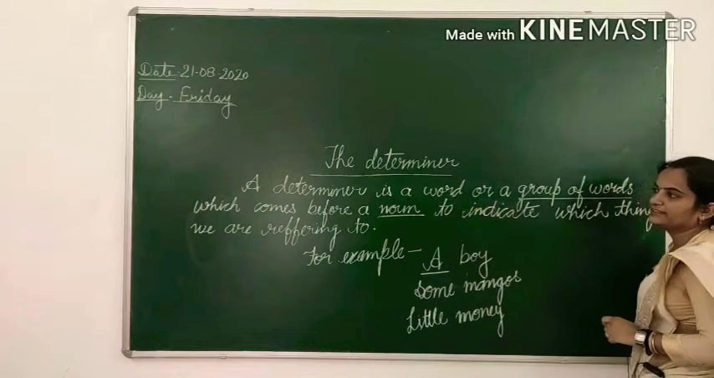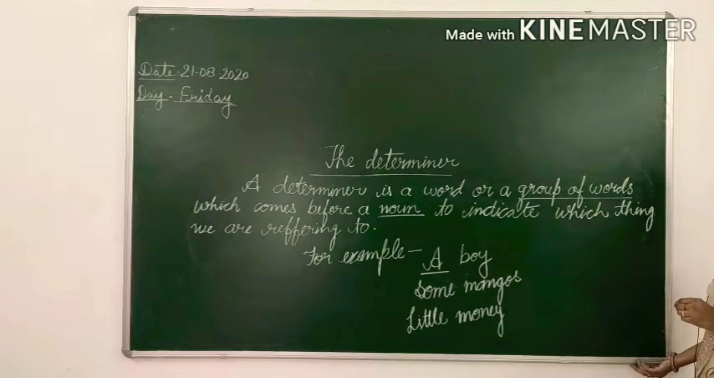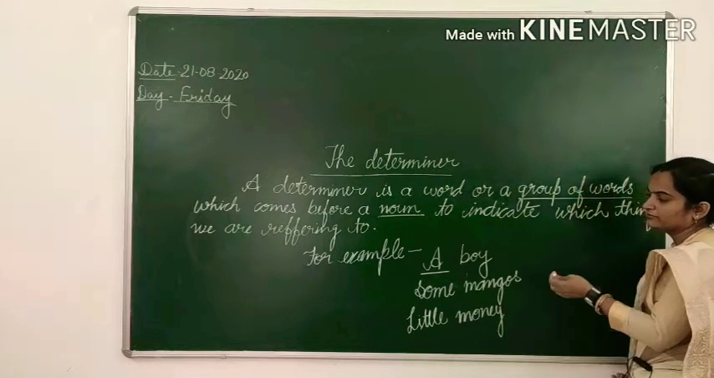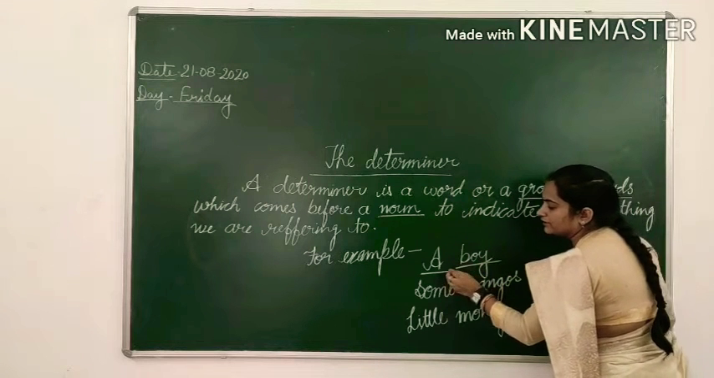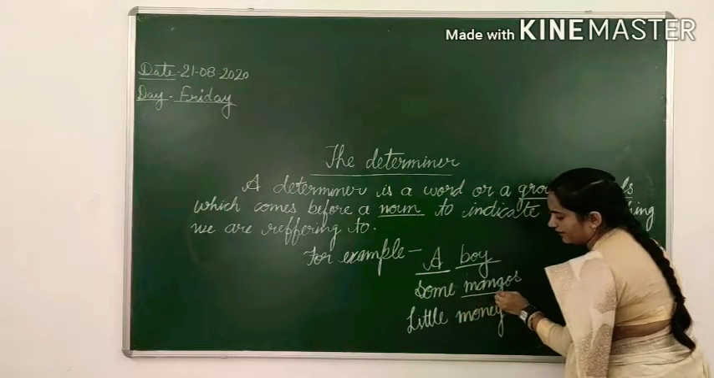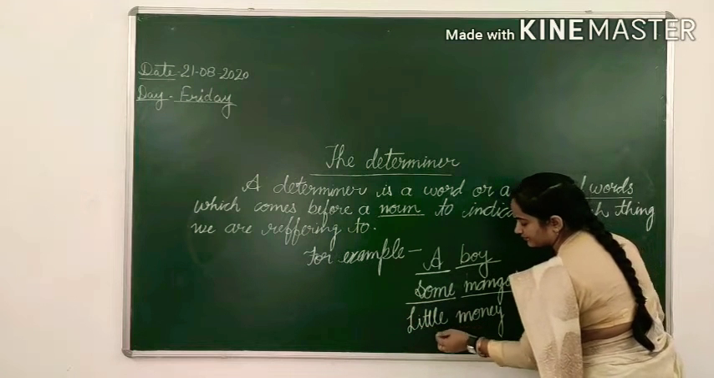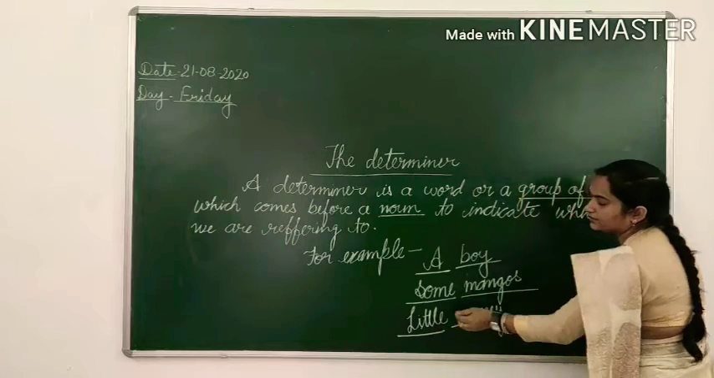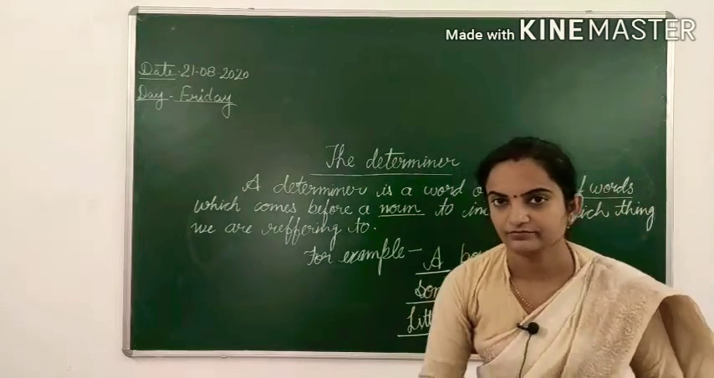Have a look at the definition again. A determiner is a word or group of words which comes before a noun. So here boy is a noun and your determiner will come before a noun. Mango is a noun and some is a determiner. Money is a noun and little is a determiner. Have a look at the kinds of determiner.